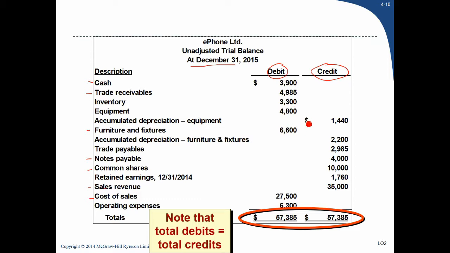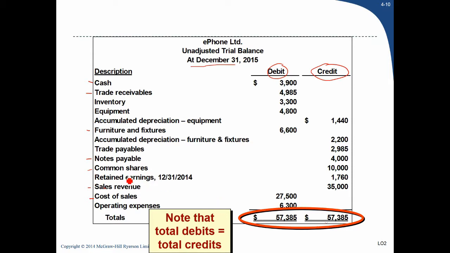This will be the total from your T account. So you would go to the cash T account at the end of the period after you've posted all the journal entries and say, okay, our total cash is $3,900. And you'll notice that the debits, $57,385, equal the credits, $57,385.